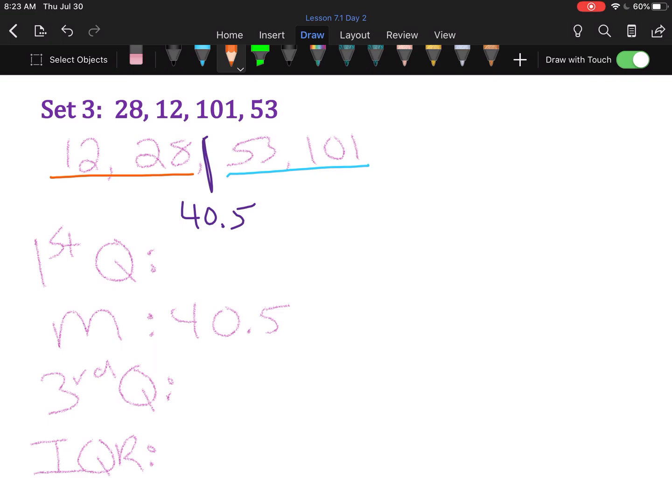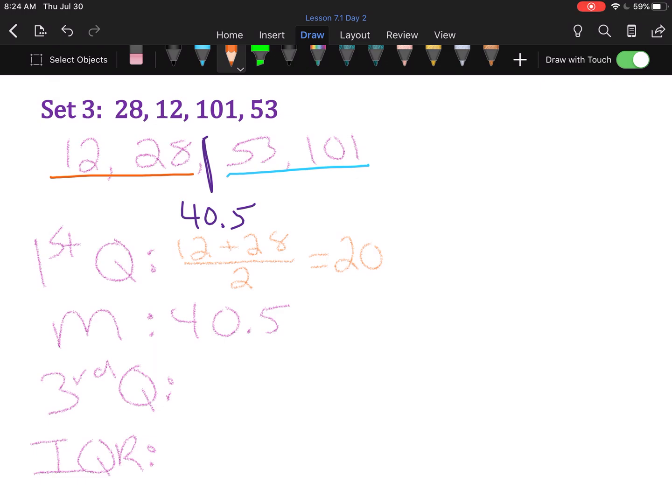That's okay. To find the middle, we just simply do it like we would do the median. Add those 2 numbers, take the result, and cut it in half. 12 plus 28 is 40. Half of 40 is 20. So 20 is the number in the middle. It is the first quartile.